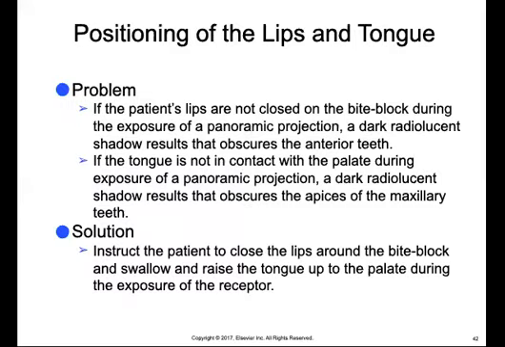So positioning of the lips and tongue is a problem if the patient's lips are not closed on the bite block during the exposure of a panoramic projection, such that a dark radiolucent shadow results and it obscures the anterior teeth. And if the tongue is not in contact with the palate during exposure of the panoramic projection, a dark radiolucent shadow results that obscures the apices of the maxillary teeth.